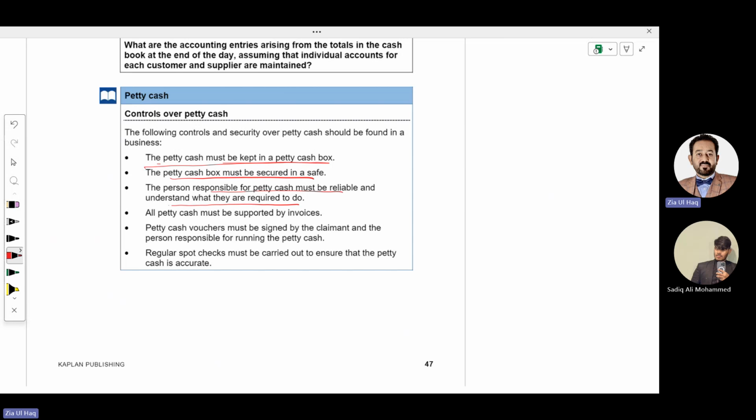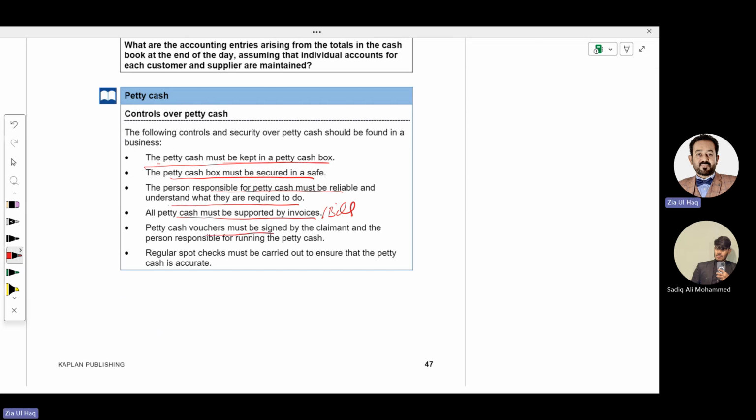Petty cash voucher. All petty cash must be supported by invoices. If he is paying cash for any expenditure, he should keep the bill invoice with his record so that management can ask anytime how much cash you are having. He's saying 500. Where are the remaining 500? He can show the bill invoices. These are the 500 payers. So he should keep record of the invoices of payments. He should keep record of the bills against expenditure.